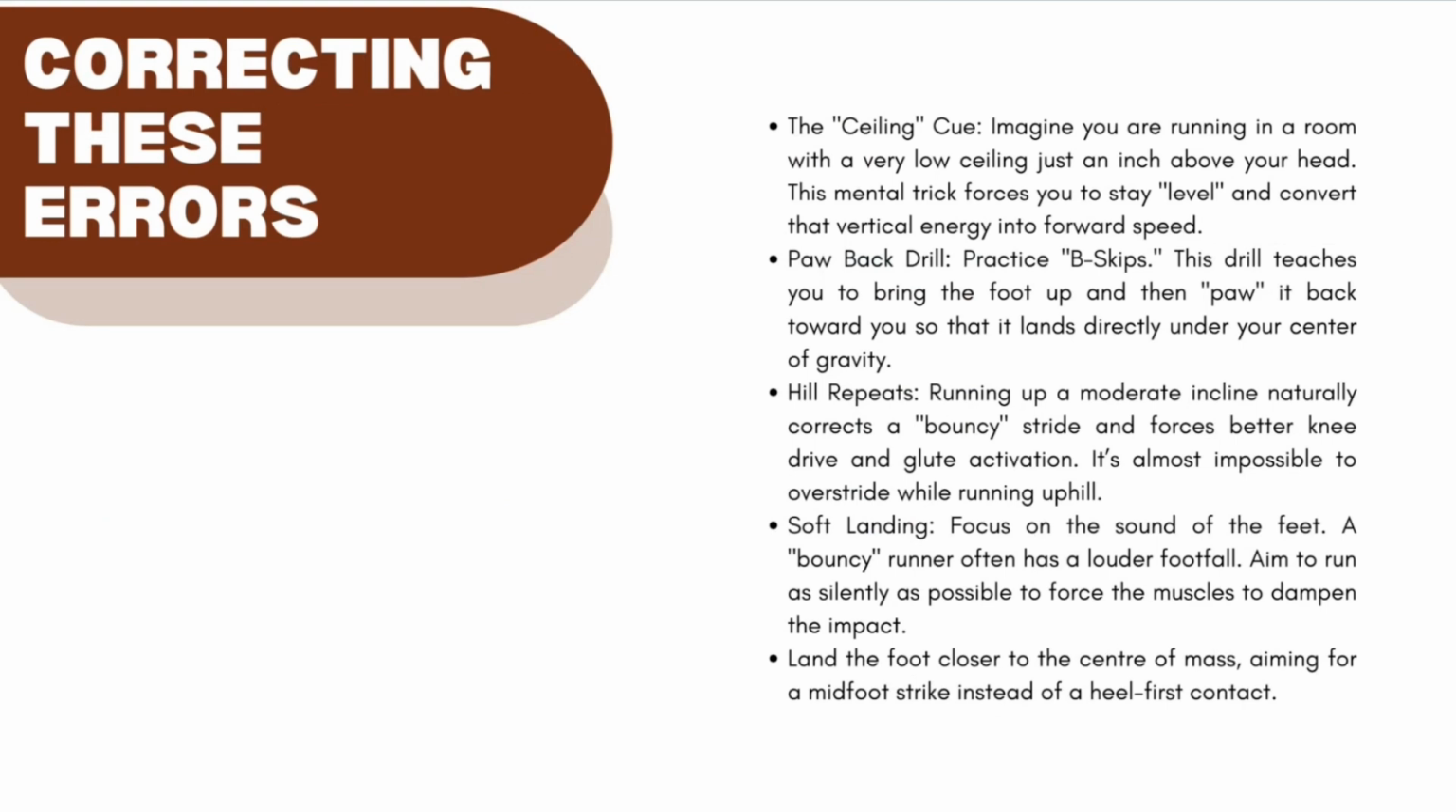Lastly, how do we correct such errors? So there are methods like the ceiling cue, where we imagine ourselves running in a room with a very low ceiling. This helps to stay level and convert the vertical energy into forward speed. We can also practice B skips. The drill teaches us to bring the foot up and then point it back towards us so that it lands directly under our center of gravity.